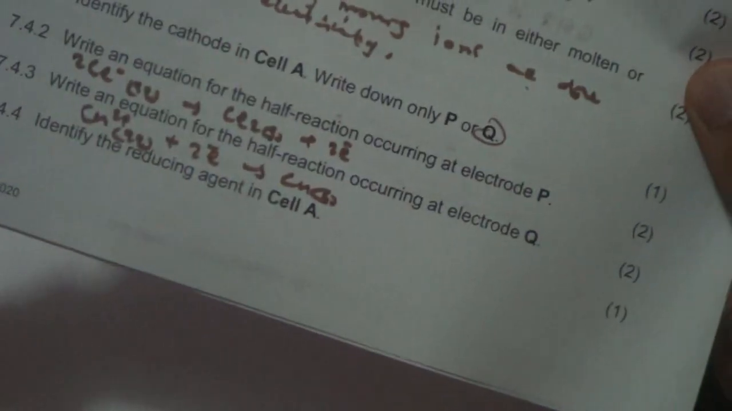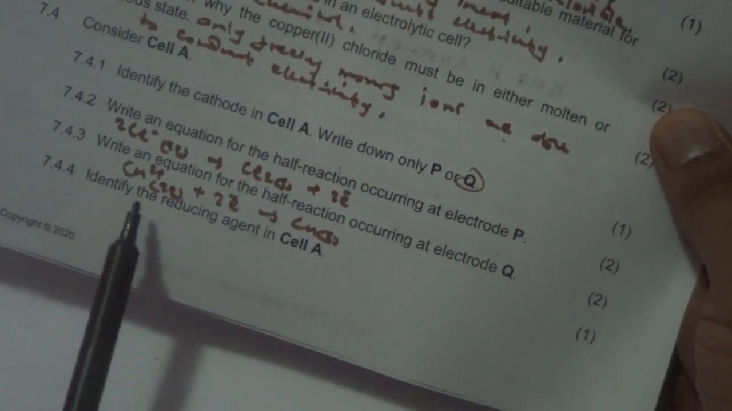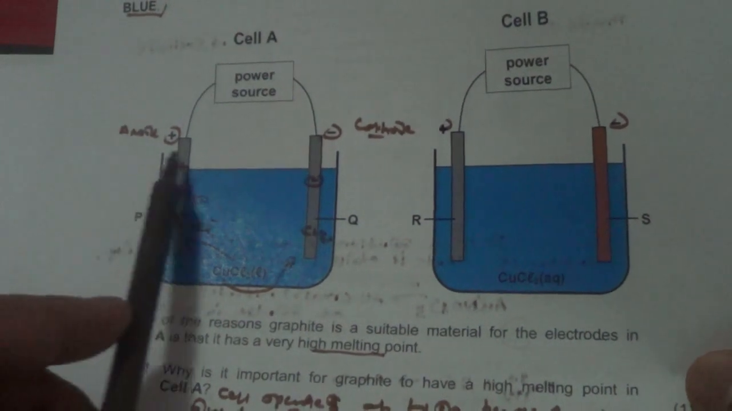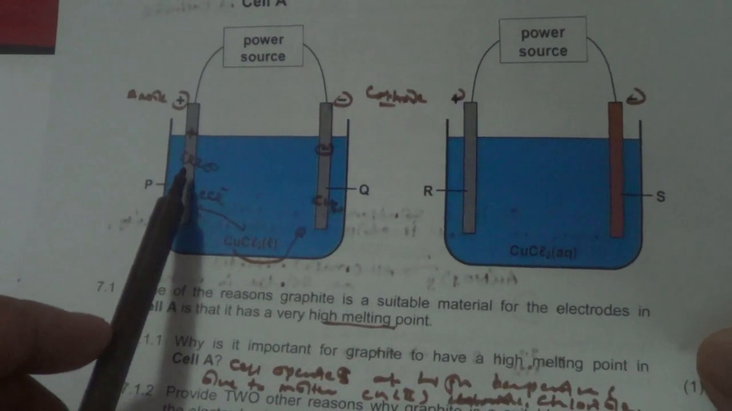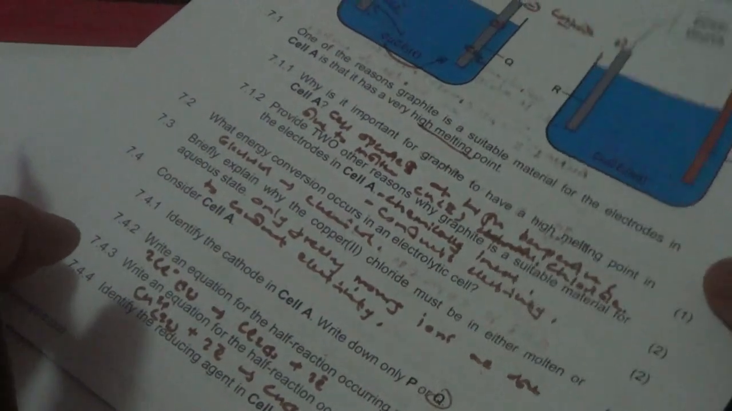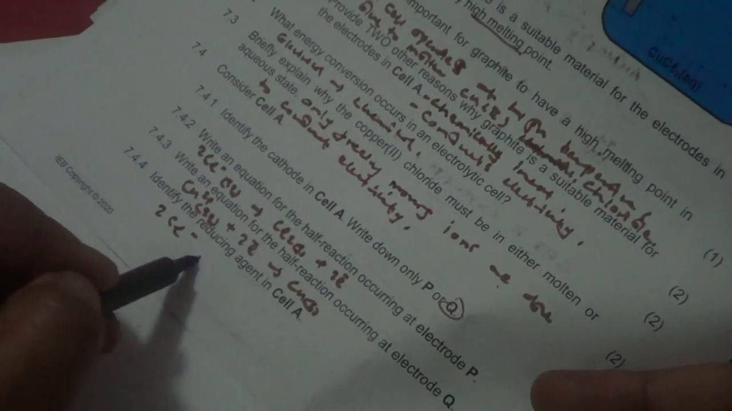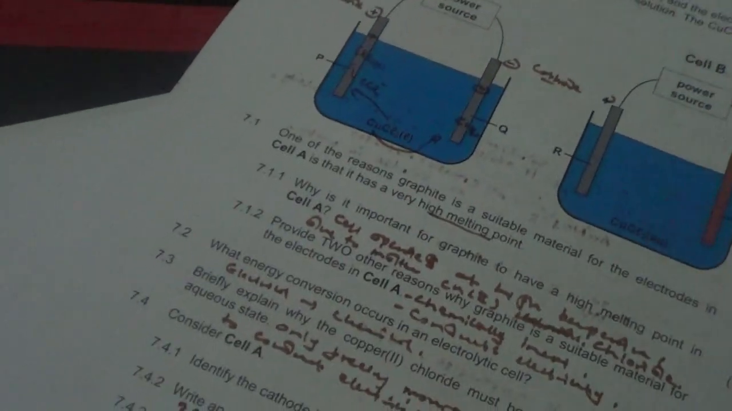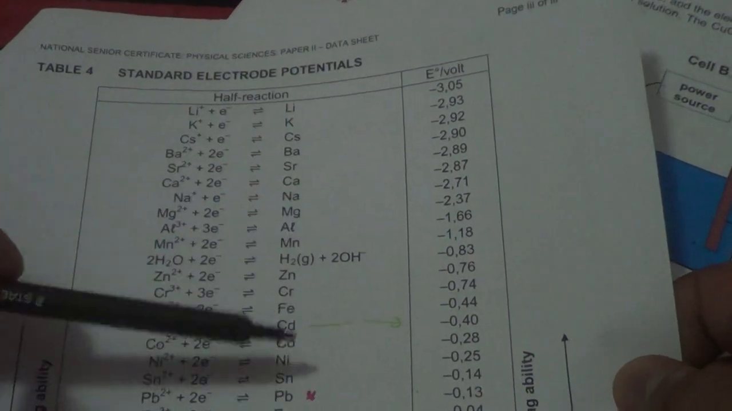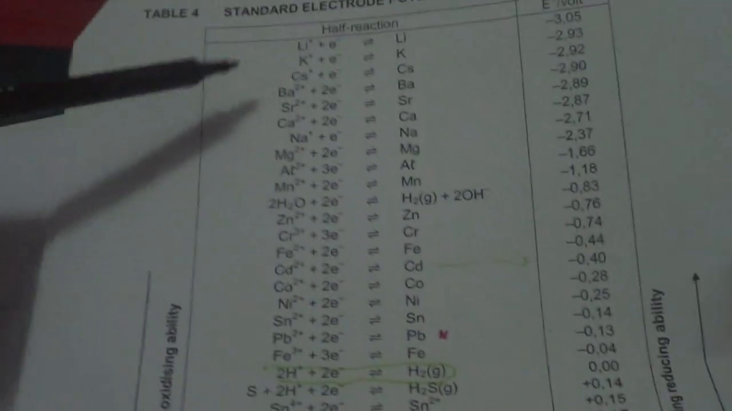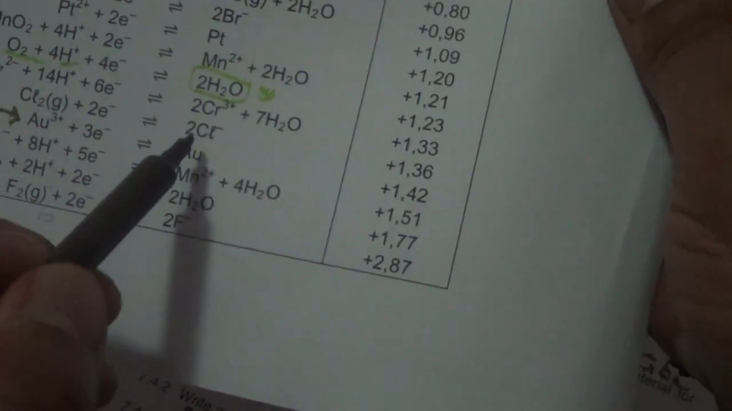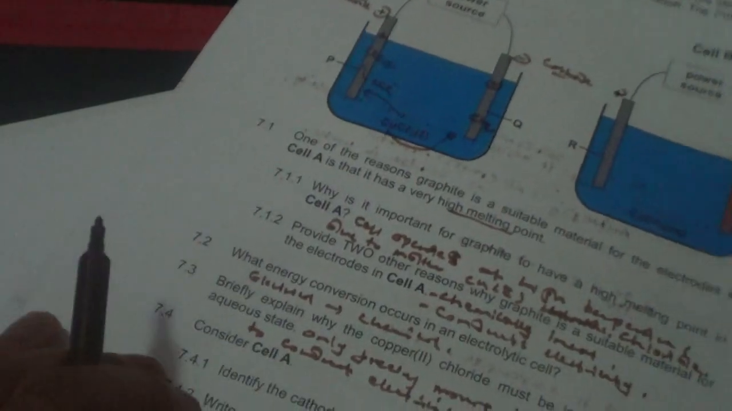Okay, great stuff. And then it says, identify the reducing agent in cell A. What is the reducing agent in cell A? It is the chloride ions, but let's just write 2Cl minus ions, because the reducing agent, as you can see here, the right hand side is all about the reducing agents, the left hand side is all about the oxidizing agents. So the reducing agent is that 2Cl minus, basically. Or you can just say the chloride ions, doesn't really matter.